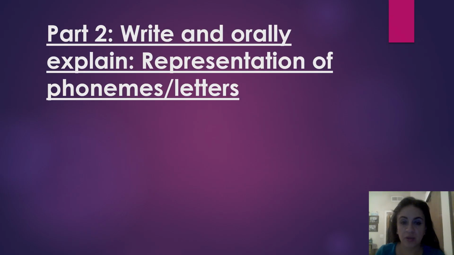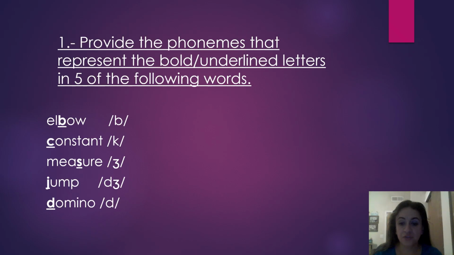Part 2. Write and orally explain representation of phonemes and letters. Question number 1. Provide the phonemes that represent the bold underlined letters in 5 of the following words. The first word is elbow. The V sound in elbow is represented by the phoneme v. The second word is constant. The C sound in constant is represented by the phoneme k.